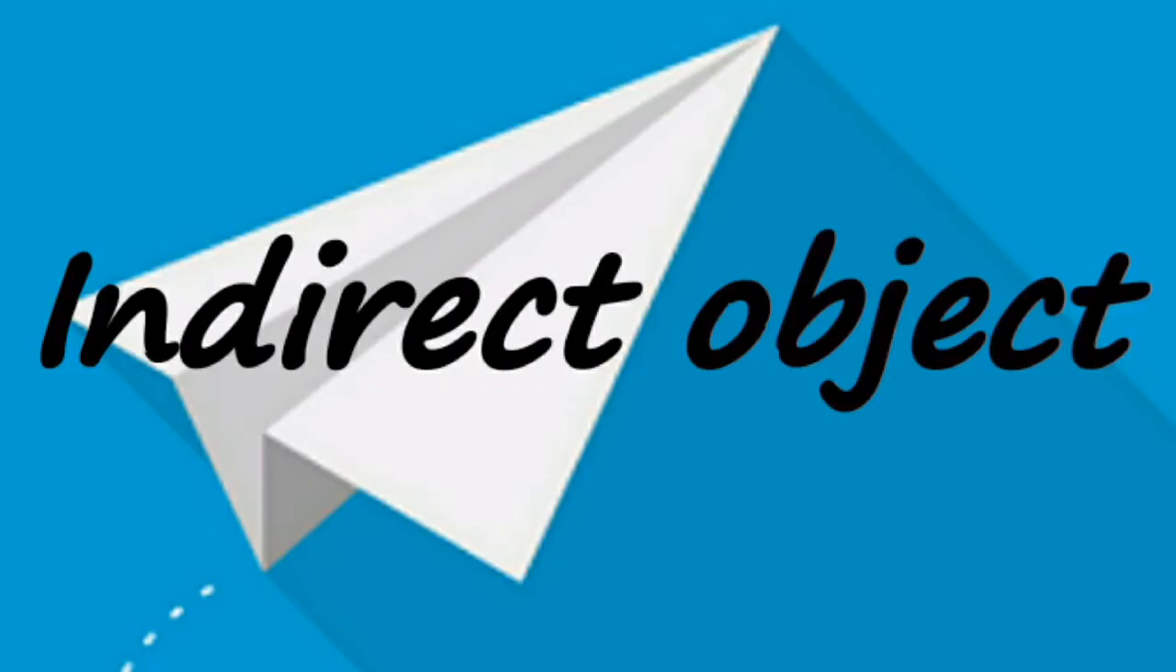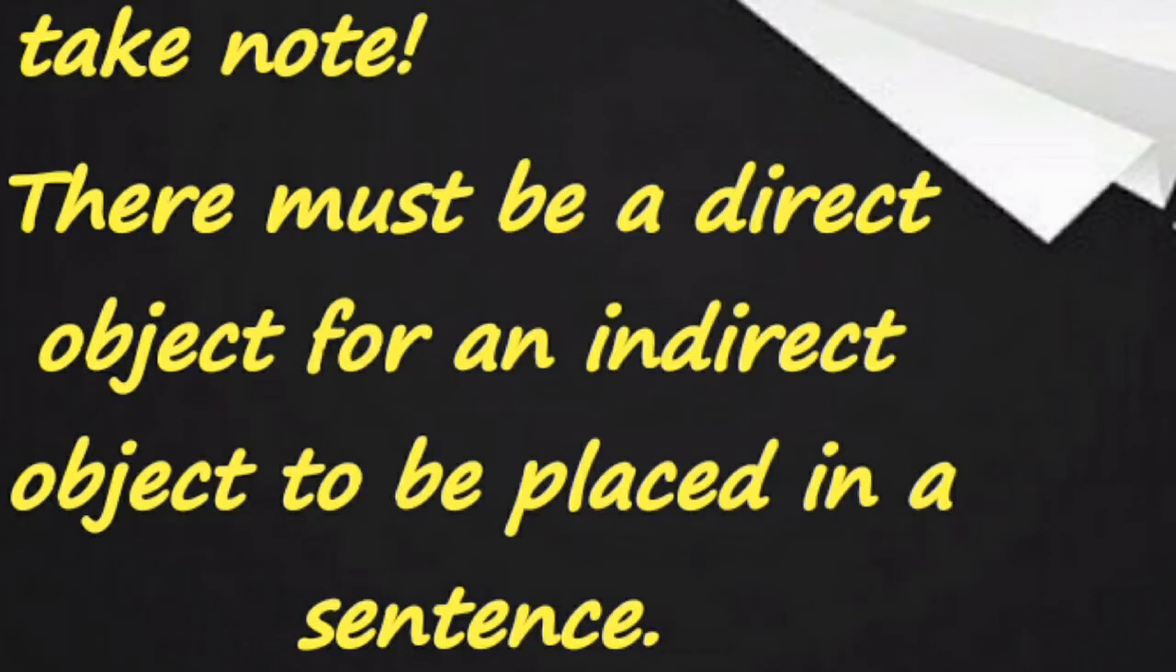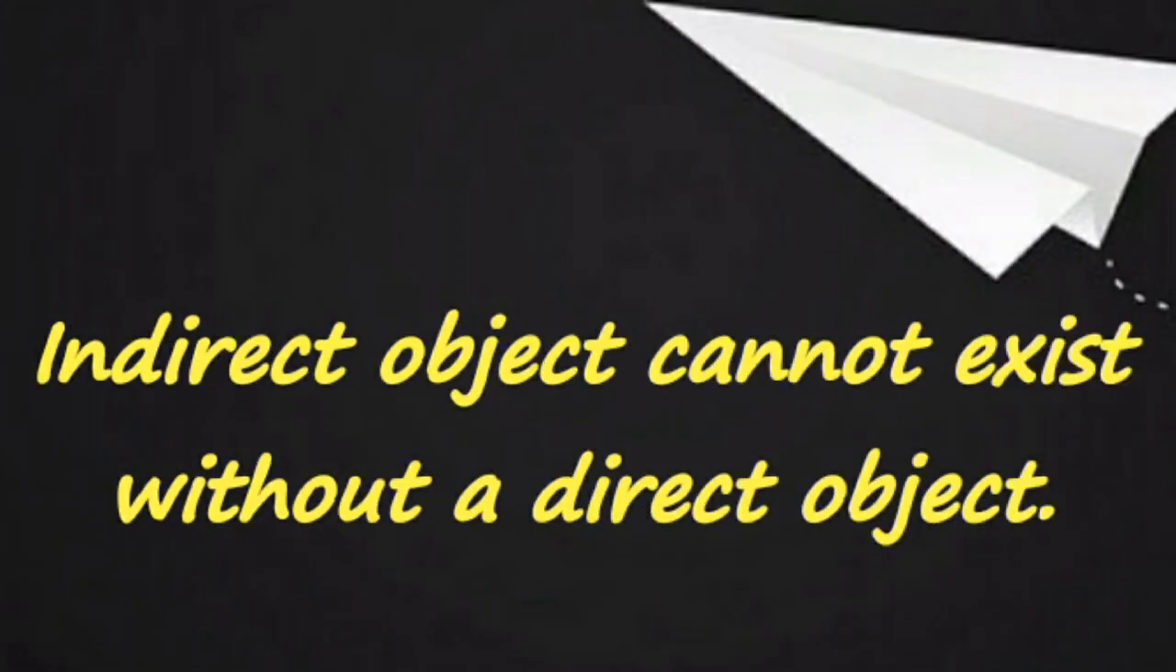Now that we have the direct object, let's now study the indirect object. Indirect object is also a noun or a pronoun. It is the recipient of the direct object. It answers the question of to whom, or for what. Take note, there must be a direct object for an indirect object to be placed in a sentence. Why? It's because indirect object cannot exist without a direct object.